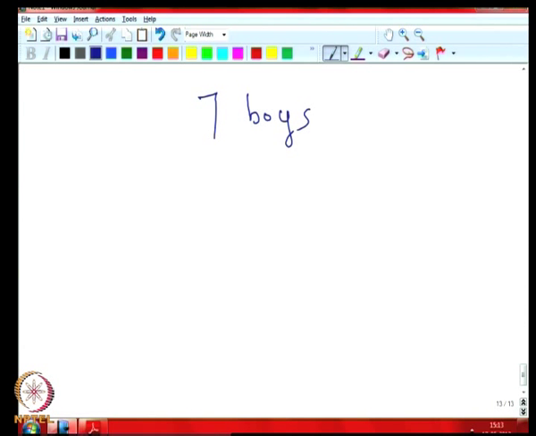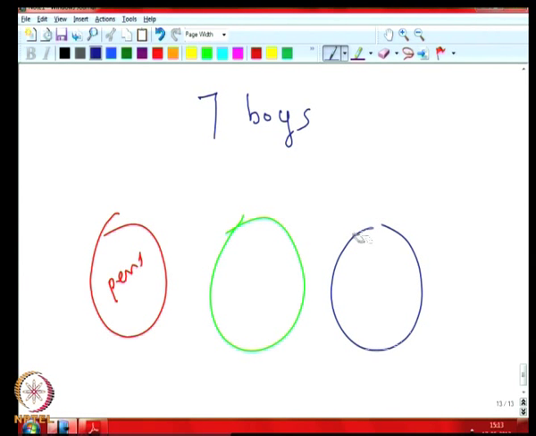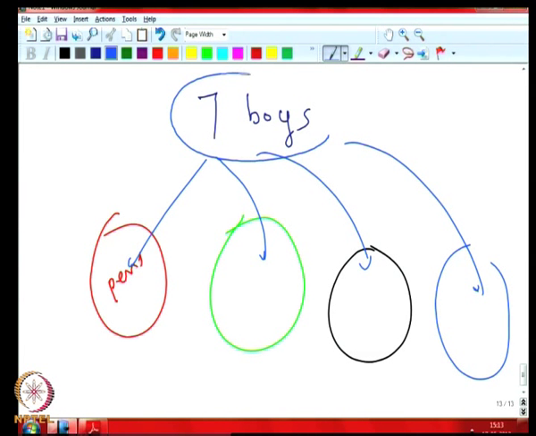And then the question is, okay, there are red pens, and then here we have green pens, and then we have black pens, and we have blue pens, right. And the question is which boy goes to which pen, buys which pen. So we can think that the boys are indistinguishable, in the sense that whoever buys it doesn't matter, and how many of these 7 boys will buy this many pens, this is all we want.